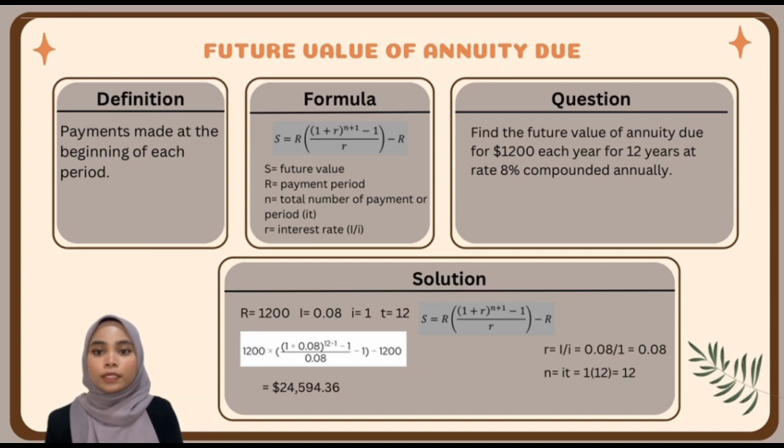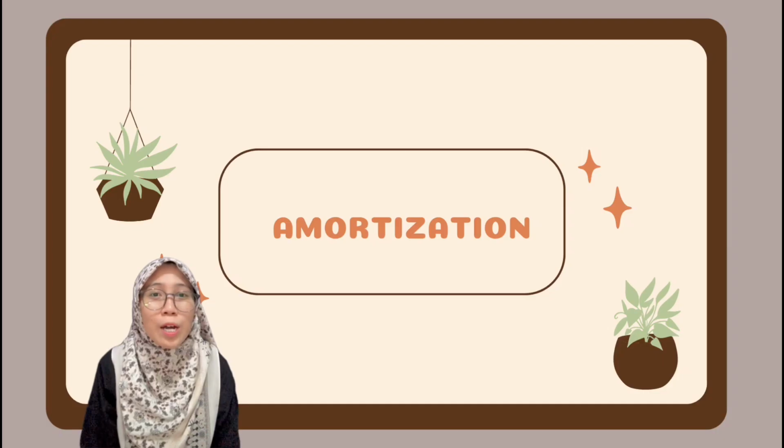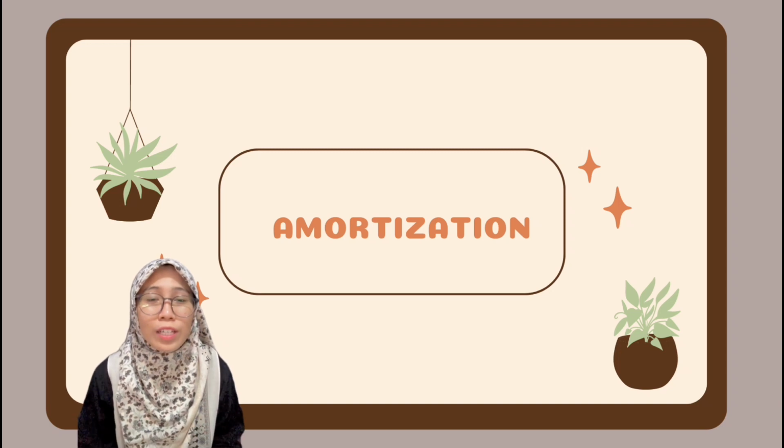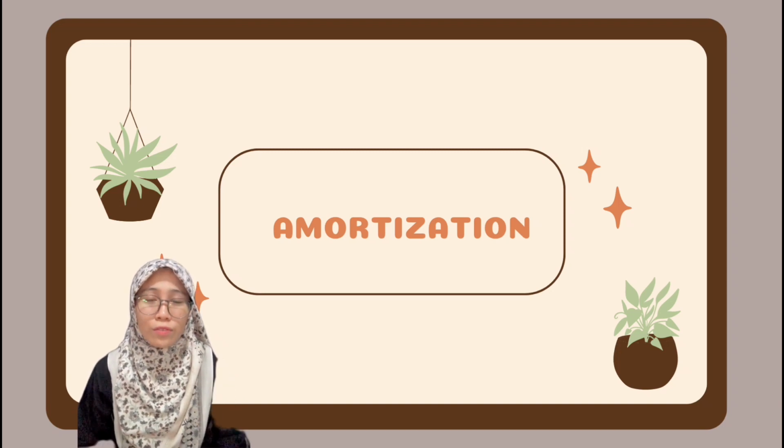After that, fill the amount based on the formula given, that is 1200 times 1 plus 0.08 to the power of 12 plus 1 minus 1 divided by 0.08 minus 1200. The answer of this question is $24,554.36. My name is Fatin Fazrin Betul Zulkifli and my matric number is 1212710.